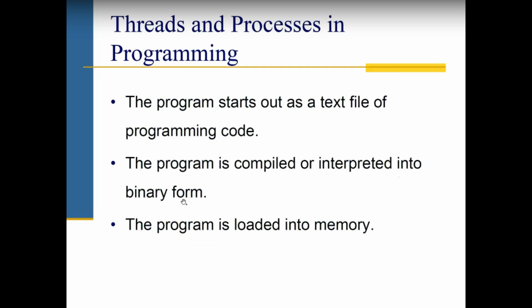Binary is 0101. As I said, the compiler is a tool which translates or converts your high-level programming language, like C++, written in there, into machine code. Binary is 0101. So the compiler does that. So the program is compiled or interpreted into binary form by the compiler, right? And then the program is loaded into memory. So here you are seeing that we are having the loader, and then the linker is also somewhere here.